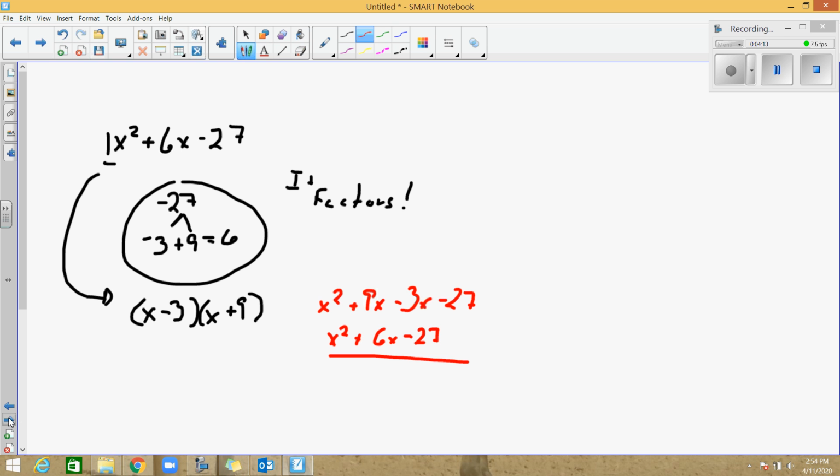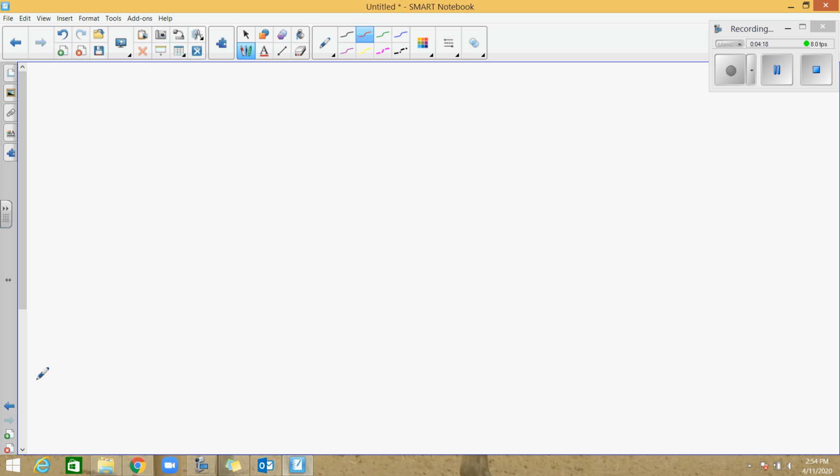Let's do one that's a little bit more than that, not a lot. All right, so let's try this problem out. Let's go x squared plus 5xa plus 4a squared. And what you're going to see here is we've got multiple terms.